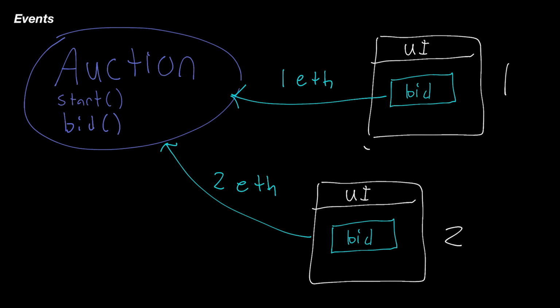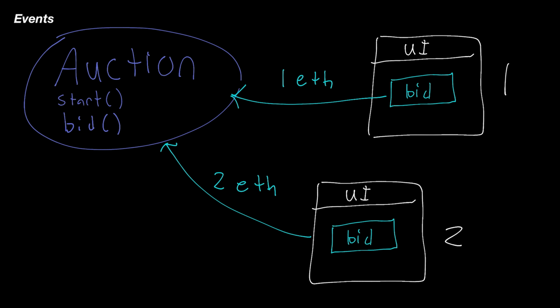Now, this is all great, but again, we run into this problem where I want these user interfaces to be able to be updated whenever another bid occurs. So essentially, if I'm sitting right here, I want to know that number 2 just made a bid so that I can then bid again and I can bid 3 Ethereum, right? Now, how do I do that?